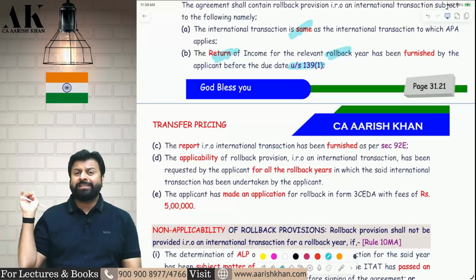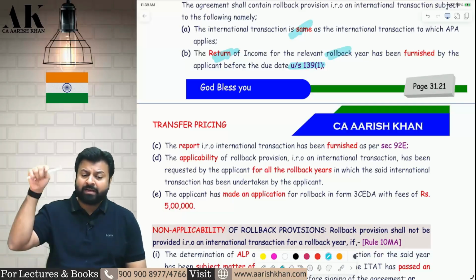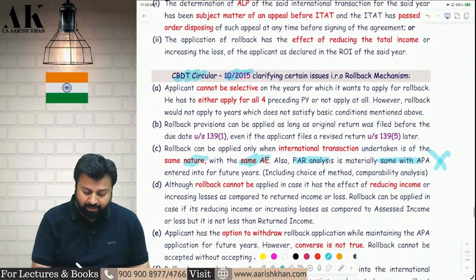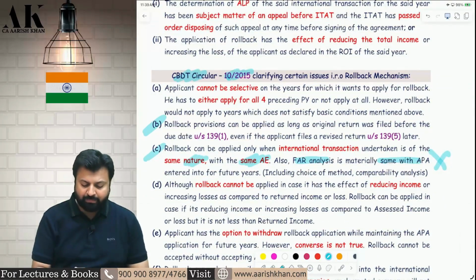But if you have filed the original return under 139(4) and now you are filing a revised return under 139(5), then you cannot roll back. This is what is mentioned in point number B over here. Check it please. One by one, I am clarifying the circular also.